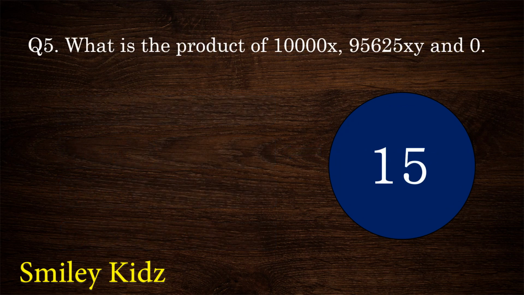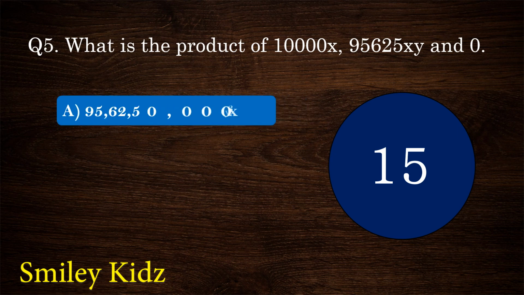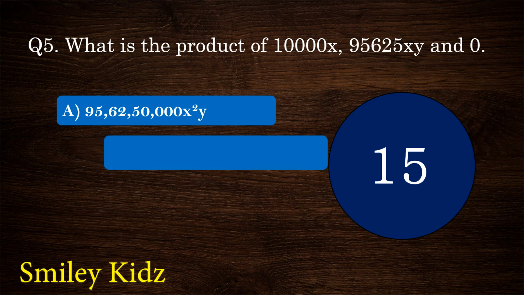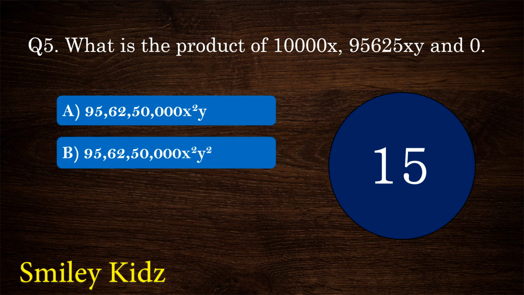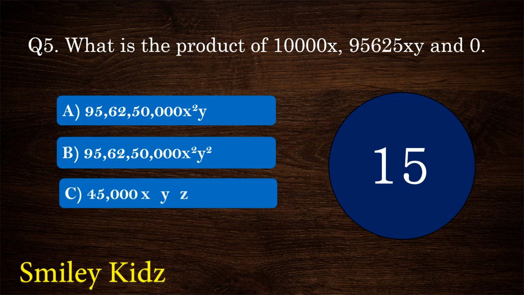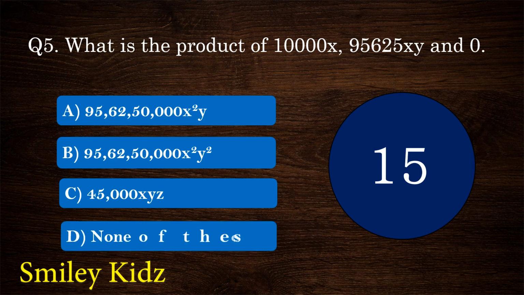Question number 5. What is the product of 10,000x, 95,625xy and 0? The options are A. 95 crores 62 lakh 50,000 x square y. B. 95 crore 62 lakh 50,000 x square y square. C. 45,000 xyz. Or D. None of these. Your time starts now.